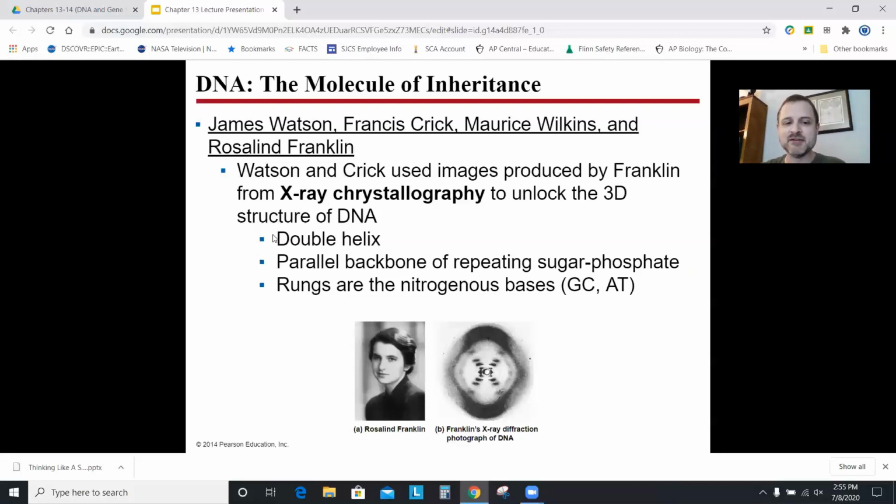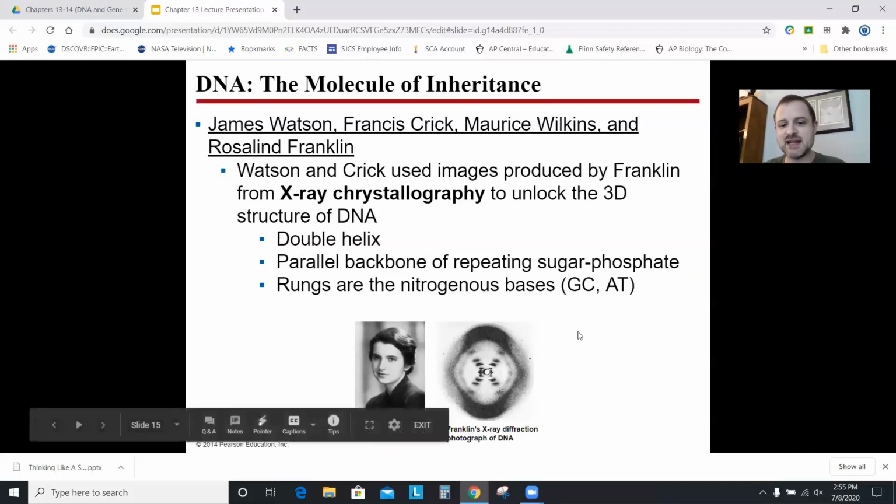So what is the model? It's a double helix. There's the sugar phosphate backbone. The rungs, the G and C and A and T, are in the middle.